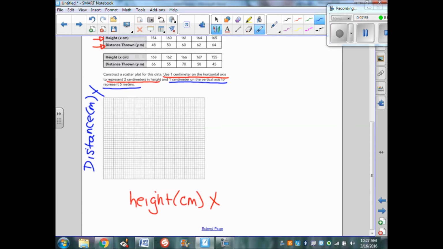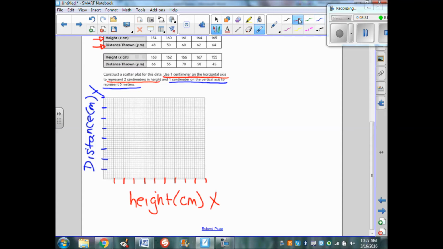Now it also tells us how to set up this grid. Okay, so it says the height, use 1 centimeter on the horizontal axis to represent 2 centimeters of height. So here's a centimeter, so I'm going to mark these off. Each one of those bigger boxes represents a centimeter. And they tell us to use 1 centimeter on the vertical axis to represent 5. So we're going to mark off those big boxes.